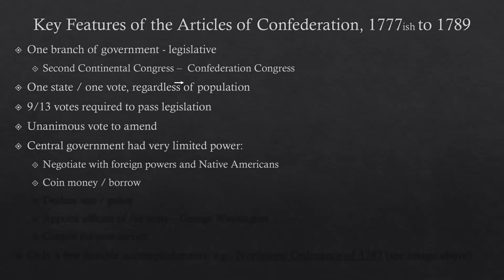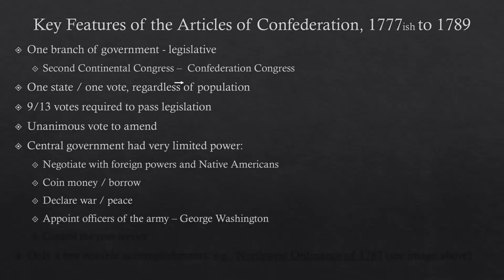They could coin money and borrow money on behalf of the Confederation. They could declare war and peace, so they could enter into the treaty to end the Revolutionary War. They could appoint officers of the army, and they did. They appointed George Washington as the general of the Continental Army. They controlled a postal service, which was essential for spreading mail and trade and commerce, but also communications about the war effort.